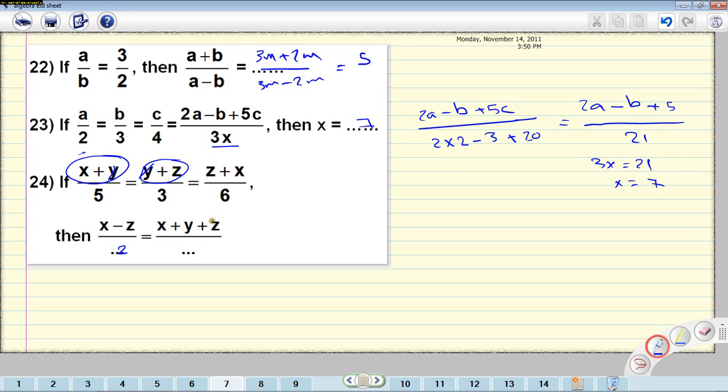And here, x plus y plus z, I'm going to add the 3 numerators, which is x plus x, it's 2x, plus y plus y, which is 2y, and z plus z, it's 2z, over 5 plus 3 plus 6, which is 14. And we took a common factor 2 and simplified with 14, so the answer down would be 7.